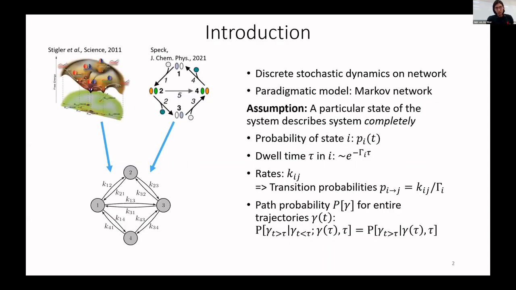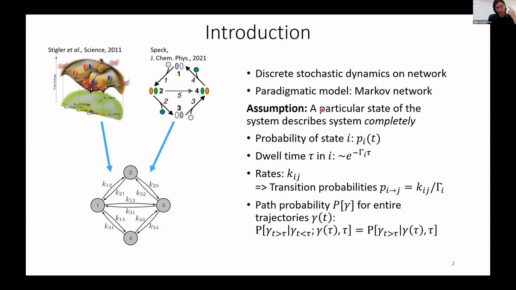So to give you a broad overview over the topic, although most of you know, many of the models we describe in stochastic thermodynamics are inspired by something like, say, protein folding, as the one you see here in the Stiegler experiment, or come from something like molecular machines, as you might see here. The paradigmatic model class we describe this with is Markov networks. You see the network structure, and they are Markov if a particular state in this network describes the system completely. This is our underlying assumption.